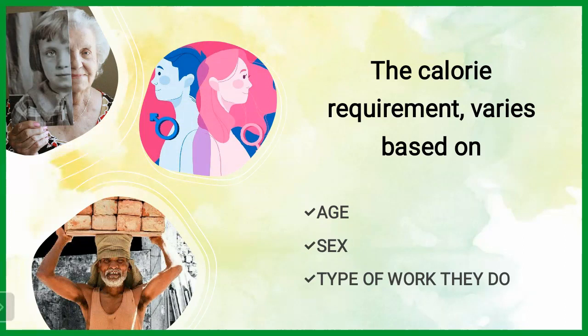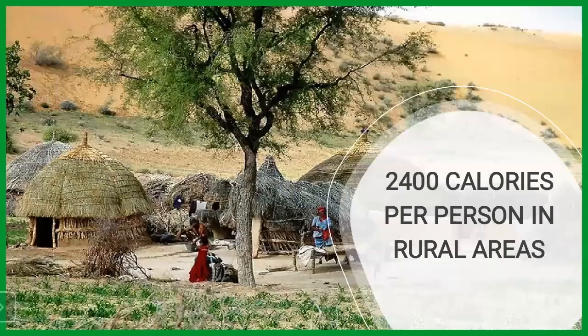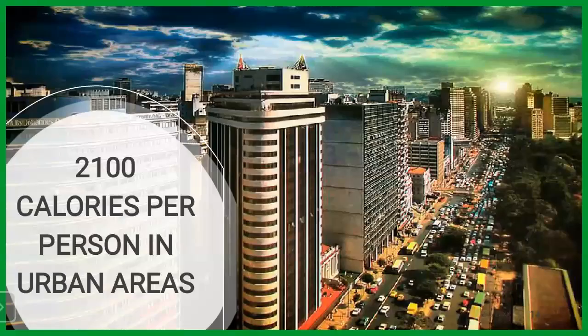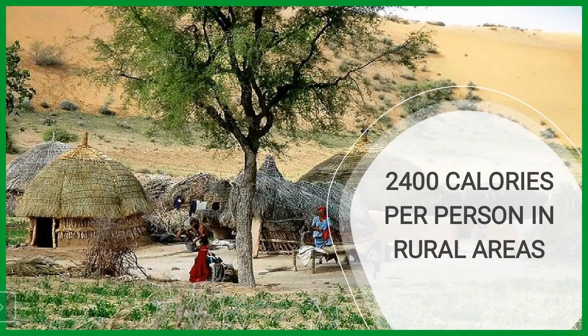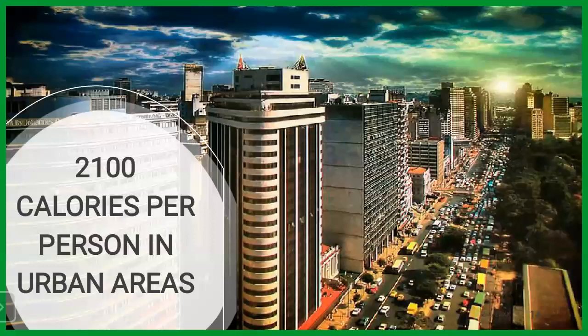The average calorie requirement calculated in rural area is 2,400 calories per person, and in urban area it is 2,100 calories per person. You can see the difference here. The calorie requirement in rural area is higher than the calorie requirement in urban area. Do you know what's the reason behind it?